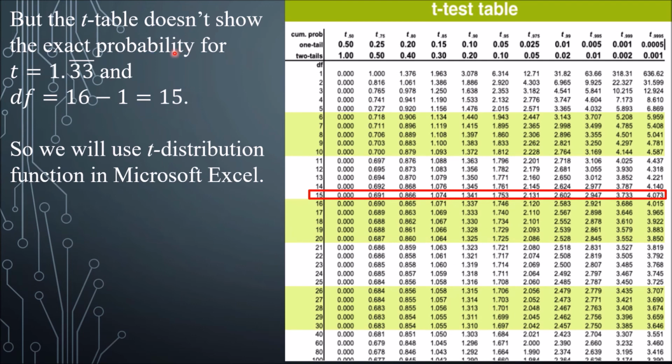But the t-table doesn't show the exact probability for t equal to 1.33. So we need to find t equal to 1.33 if the degrees of freedom is 15. Take a look at this: degrees of freedom is 15 and there is no 1.33. Therefore, we will be using the t-distribution function in Microsoft Excel.